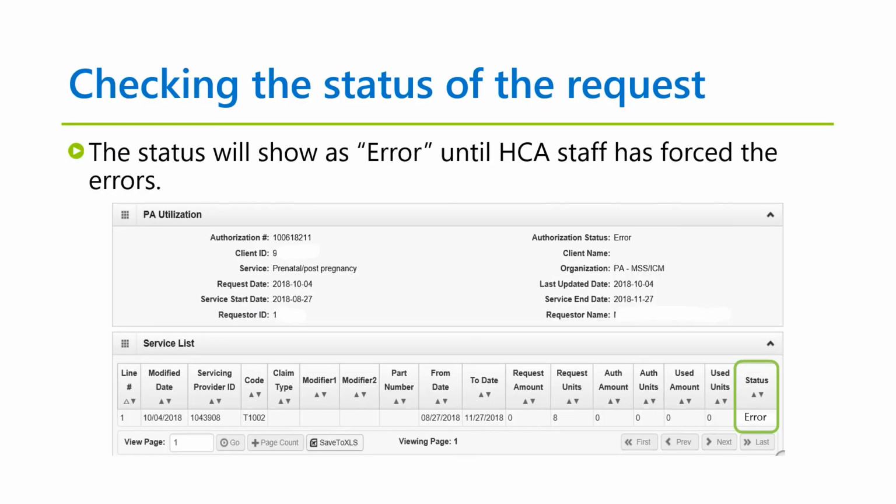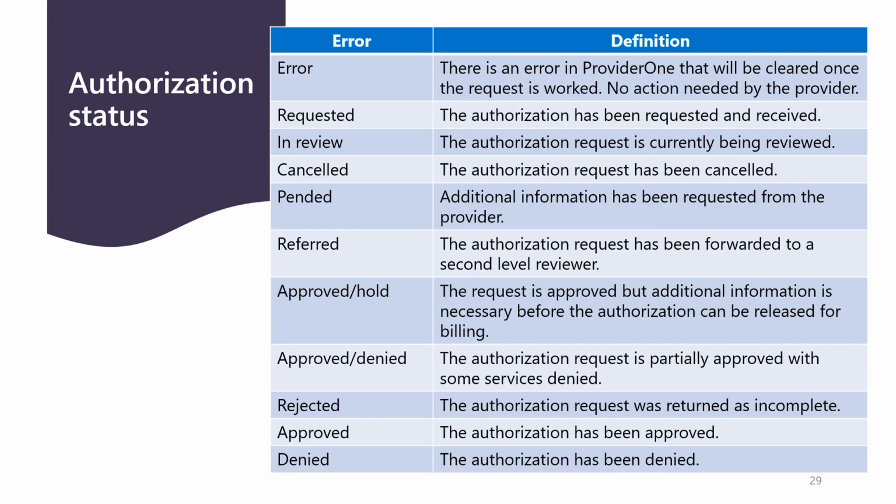If your search is successful, you will see this screen. Please note you will always see the status of error right after you have submitted your request. Error on this page does not mean that you have made a mistake. The error status will remain until Healthcare Authority staff have forced the errors. This is a list of the different statuses you may see on the request. Generally for MSS and ICM requests, you will see error, rejected, approved, or denied.